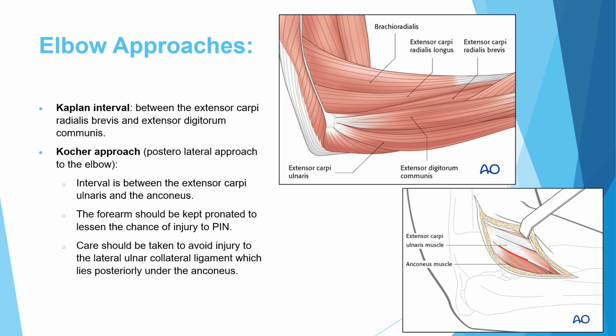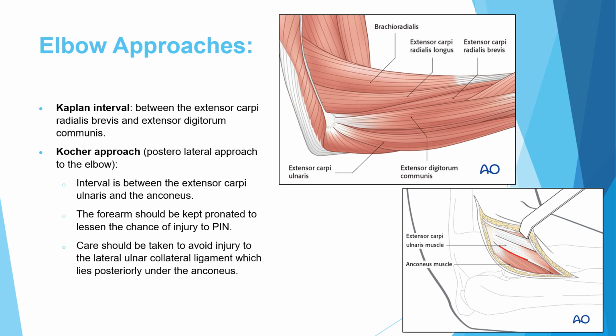Coker approach. So you have the classic Coker approach between the anconeus and the extensor carpi ulnaris, which is this approach here, or the more direct approach, which is in between the extensor carpi radialis brevis and the extensor digitorum communis. The disadvantage of the classic Coker approach is that it is very close to the ulnar collateral. Of course, when you go anterior, you're further away from the ulnar collateral. However, you're coming closer to the posterior interosseous.